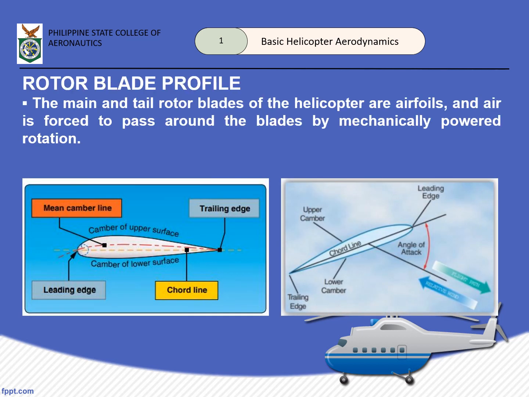So this is pretty much just a recall. As we recall, rotor blade profile. The main and tail rotor blades of the helicopter are airfoils, and air is forced to pass around the blades by mechanically powered rotation. This particular topic, the main and tail rotor, we discussed this configuration sa ating module 3. As you know, according to this statement, main and tail rotor are both airfoils. They have the same profiles.